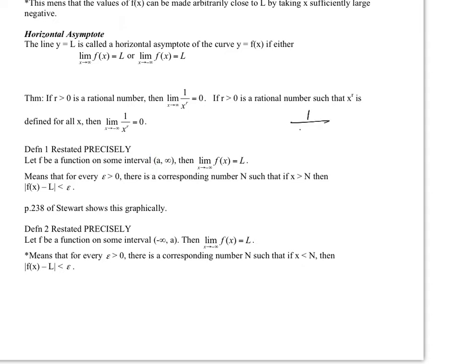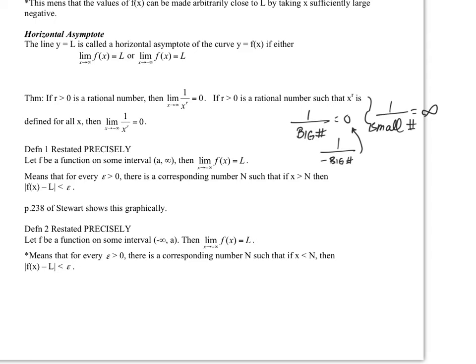If you have 1 over a very big number, you're going to get close to 0. If you have 1 over a very small number, that one's a little bit different. That one goes to infinity. So we've talked about these two. And it doesn't matter if your number here is a very, very large negative number. That'll still go to 0.